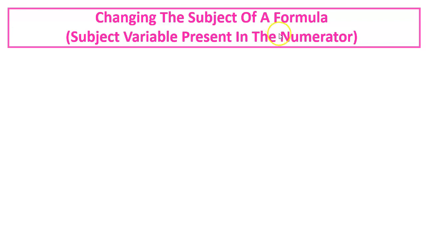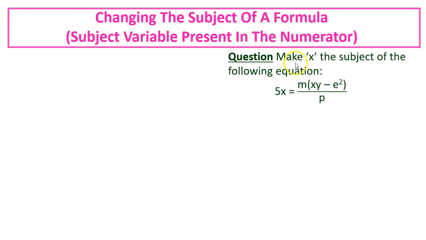Let us first of all see what formula has been given to us. So this is the formula and this is the question. Make x the subject of the following formula. 5x, now you see x is present in this term as well. This 5x is equal to m times, over here x is present in the numerator of this fraction which is on the right side of the equal to sign. The numerator is m times, within the parenthesis, xy minus e to the power of 2, over p. P is the denominator of this fraction.